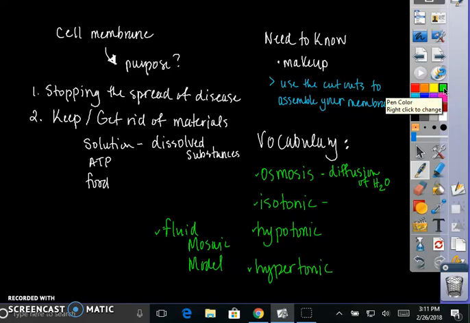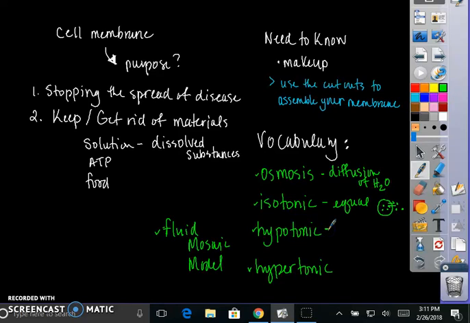Okay, so now isotonic solutions, it means equal. So think of the inside of the cell, and I'm going to draw a little picture here just to give you an idea. And let's say that these are 3 dissolved particles. And I also have 3 dissolved particles on the outside. So what that tells me is that water is free to move into and out of the cell.